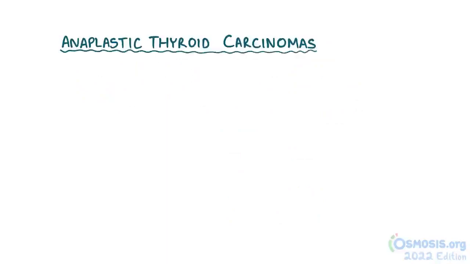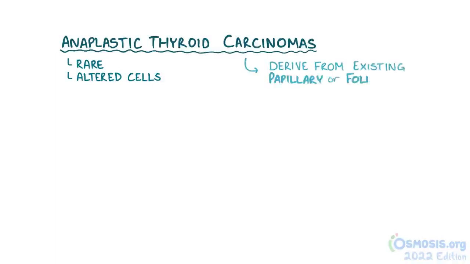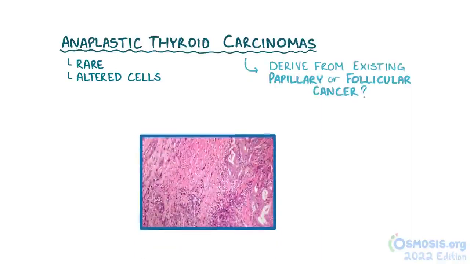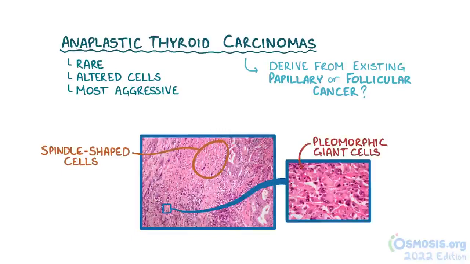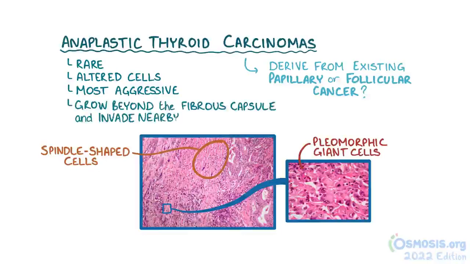Finally, there are the anaplastic thyroid carcinomas. These are a rare form of thyroid cancer, named for having altered cells that don't look anything like normal thyroid cells. It might be that these tumors derive from an existing papillary or follicular cancer, where the cells mutate even more and become unrecognizable. Under the microscope, anaplastic carcinomas typically contain spindle-shaped cells as well as pleomorphic giant cells, which are enlarged cells that vary in shape. These cancers are the most aggressive compared to the other thyroid cancers. They often grow beyond the fibrous capsule of the thyroid gland and invade nearby structures.